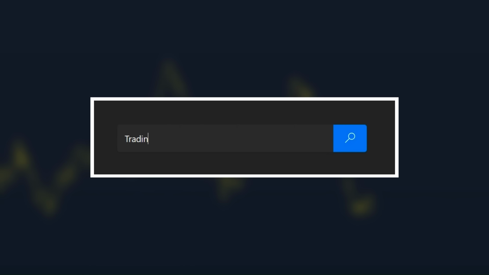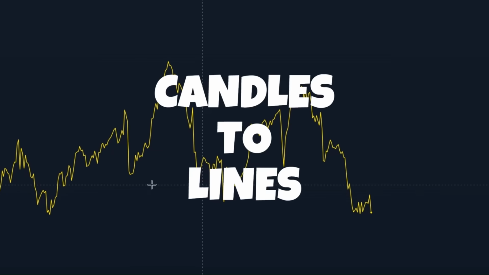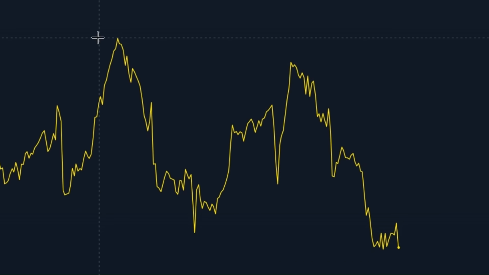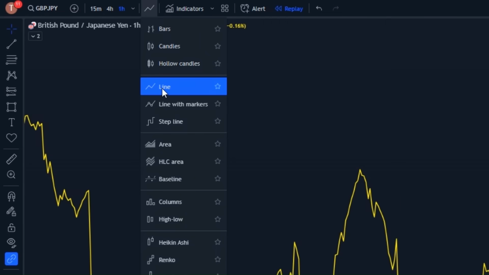First thing we're going to do is go onto TradingView.com. The very first thing I've done is change the candles to lines. The reason I've done this is because we only want to focus on the close of candles. The wicks don't really matter so much in this strategy. You can do that by clicking up here and then clicking lines.